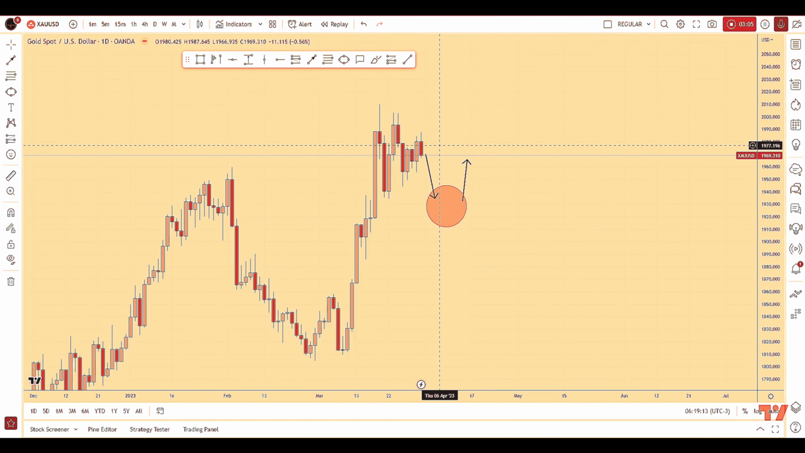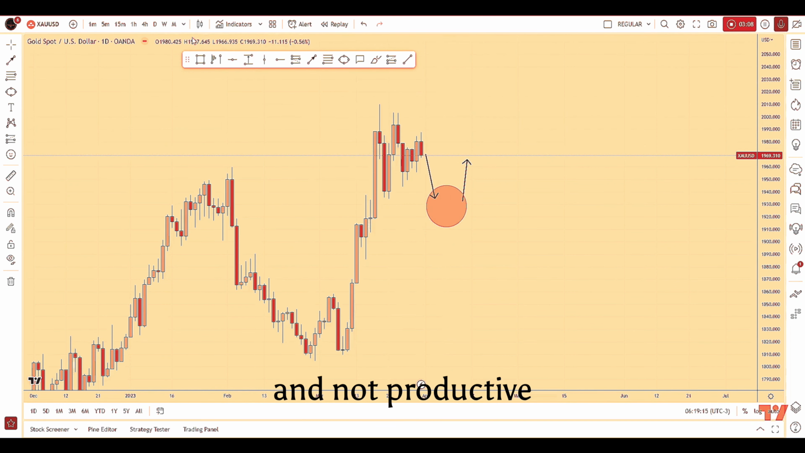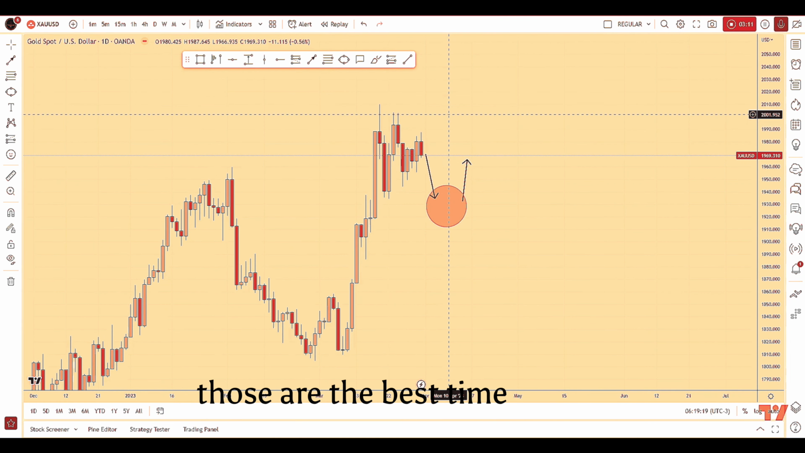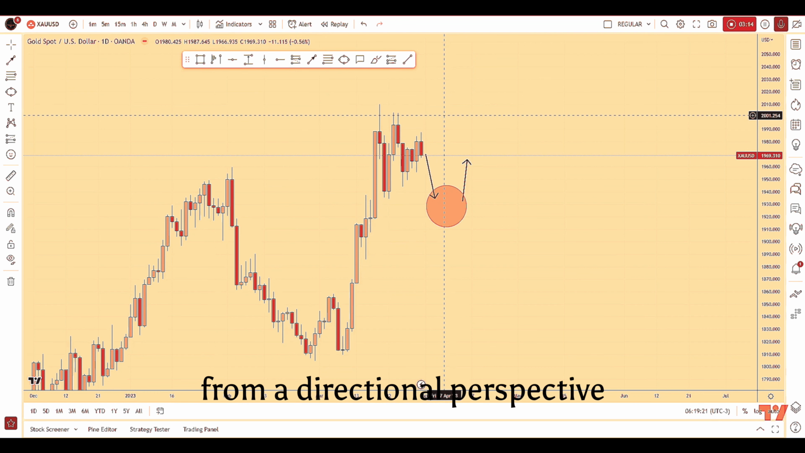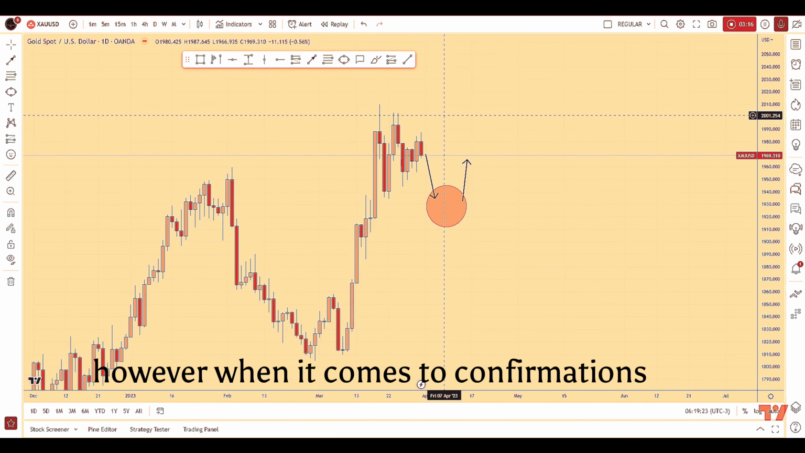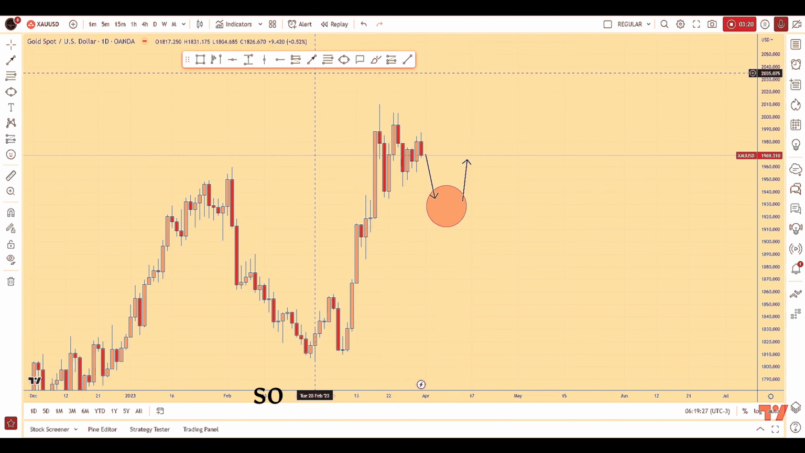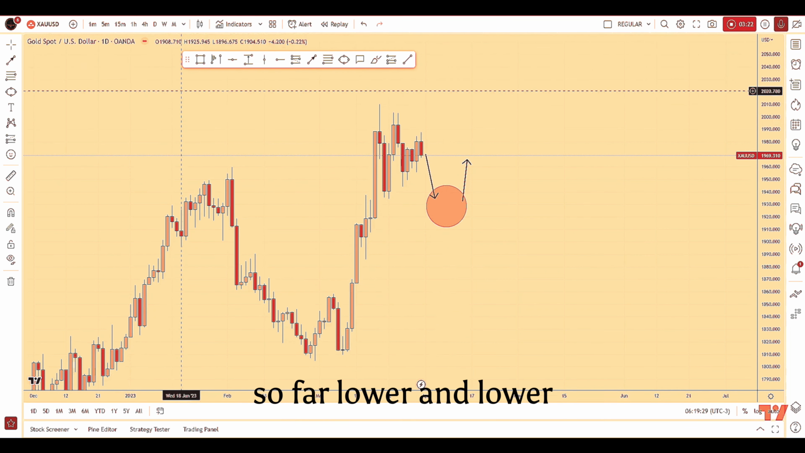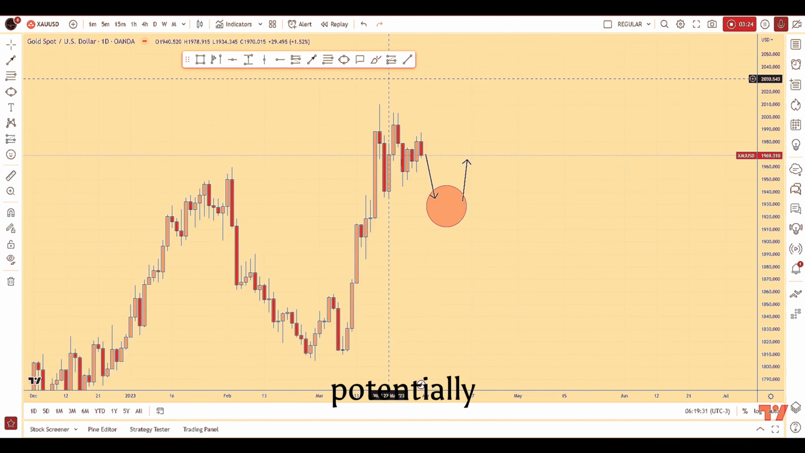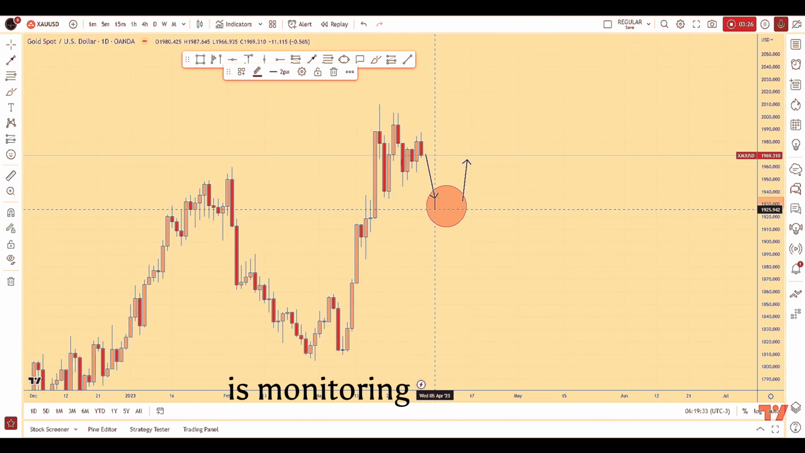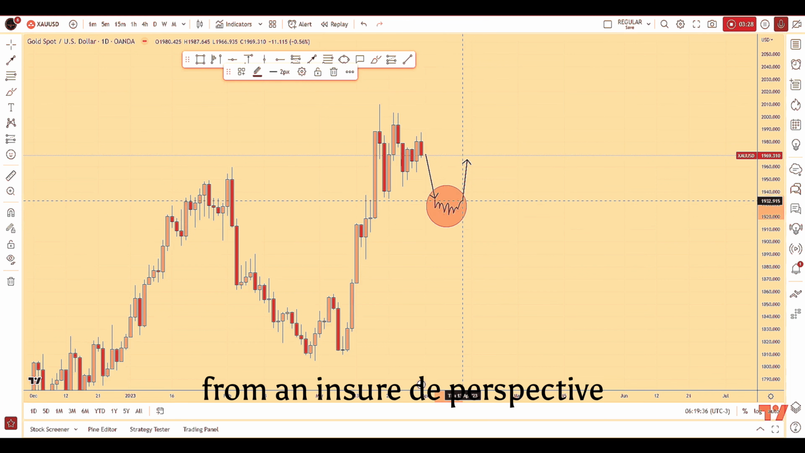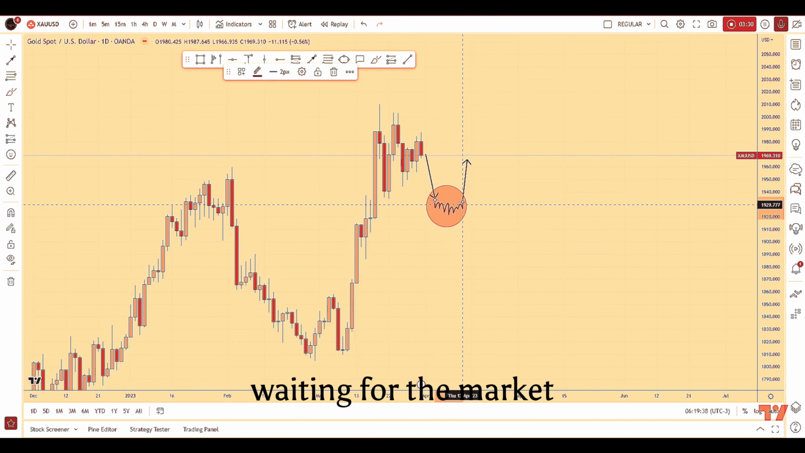Now, as usual, trading is reactive and not predictive. The monthly, weekly, and daily, those are the best time frames from a directional perspective. However, when it comes to confirmations and entries, the best time frames are the intraday time frames, so 4 hour and lower. Therefore, what we could be doing, potentially also with students, is monitoring price action from an intraday perspective during this move to the downside, waiting for the market to shift from an intraday bearish market, as we would have, to an intraday bullish market.